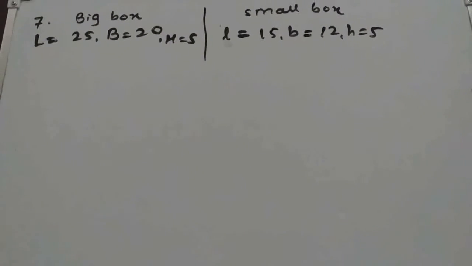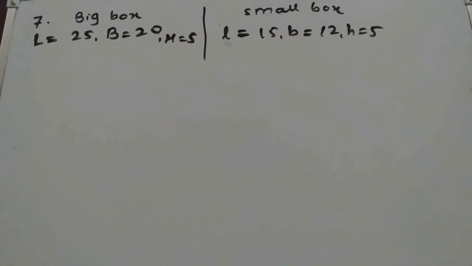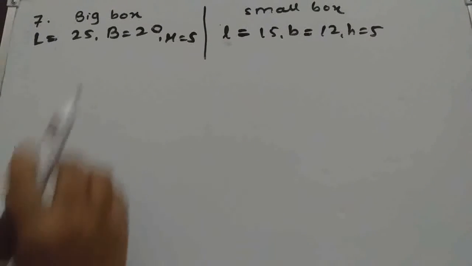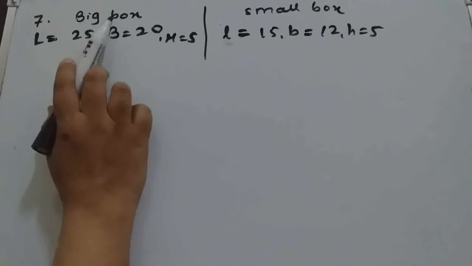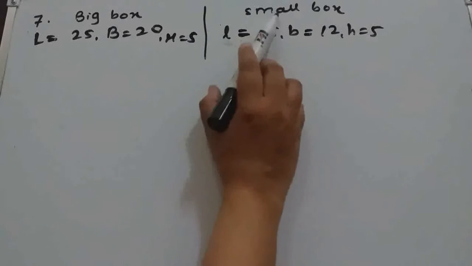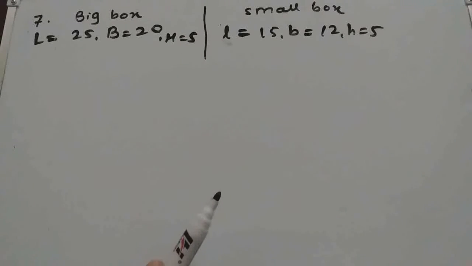In question number 7, it is given that Shanti Sweets stall was placing an order for making cardboard boxes for packing their sweets. Two sizes of boxes were required. One big box with these dimensions, length, breadth and height. One small box with these dimensions. Now what is given? For all the overlaps, 5% of the total surface area is required extra.